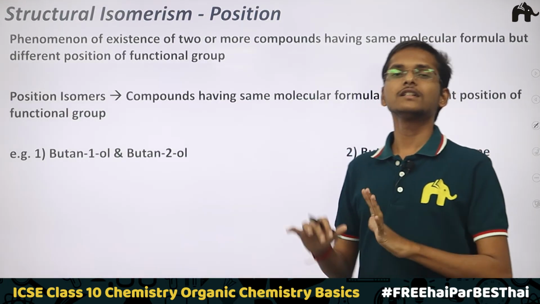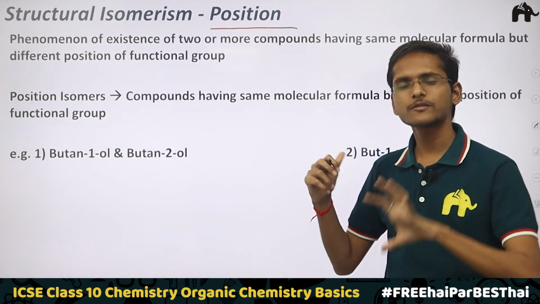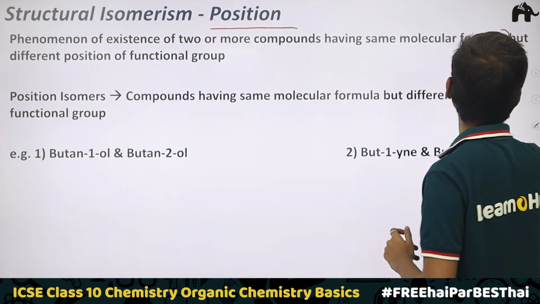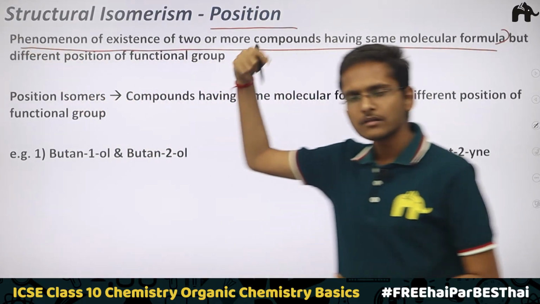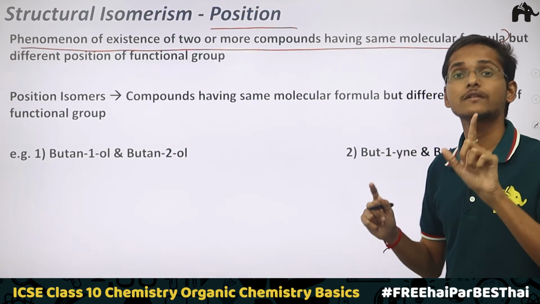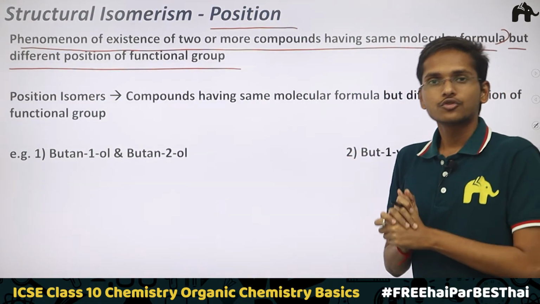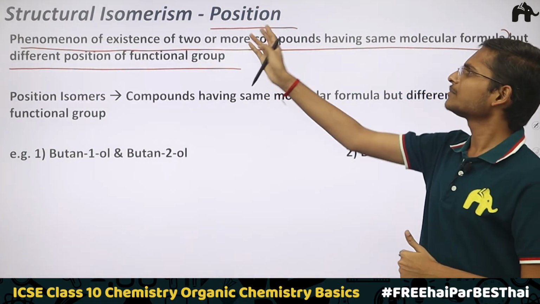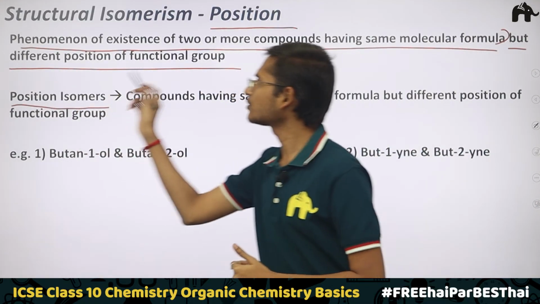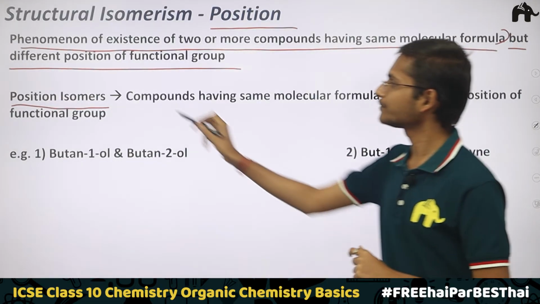Okay friends, now let's see the next type of structural isomerism, which is position isomerism. Position isomerism is also a phenomenon of existence of 2 or more compounds having the same molecular formula. Up to this it's exactly like chain isomerism, but here the difference is that these compounds have the same molecular formula but different positions of the functional group. So we can say that position isomerism is the phenomenon of existence of position isomers, which are simply compounds having the same molecular formula but different positions of the functional group.